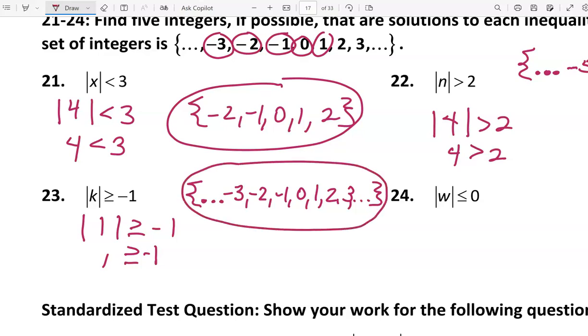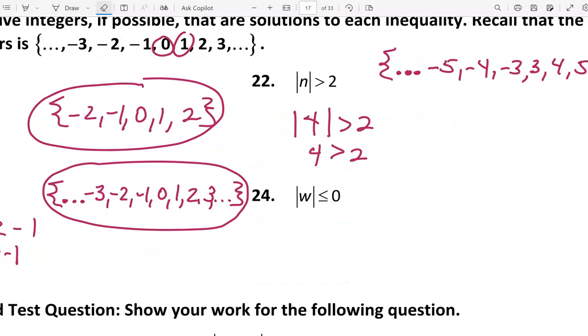All right, and last one. Get rid of my markings there, and let's test some things out. The absolute value of w is less than or equal to 0. Let's put -3 in. Is 3 less than or equal to 0? Nope. Let's replace w with -2. Is 2 less than or equal to 0? Nope. Let's replace w with -1. Is 1 less than or equal to 0? Nope.